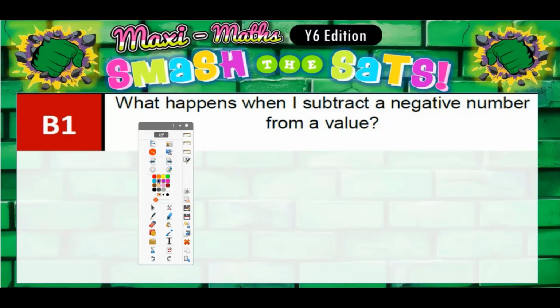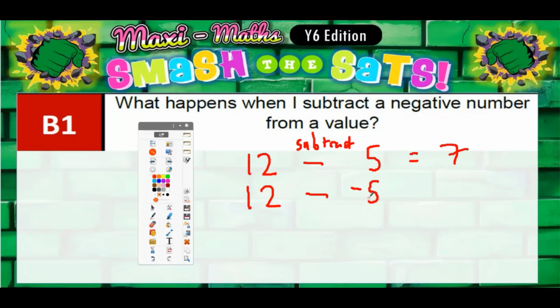So let's say we start with the number 12. If we were to subtract 5, that's going to be 7. But if you were to subtract, so this symbol here means subtract, if you were to subtract negative 5, because on the top one we subtracted just 5, and we didn't say the symbol, but when you subtract 5, you're actually subtracting positive 5. So 12 subtract positive 5 gives you 7.